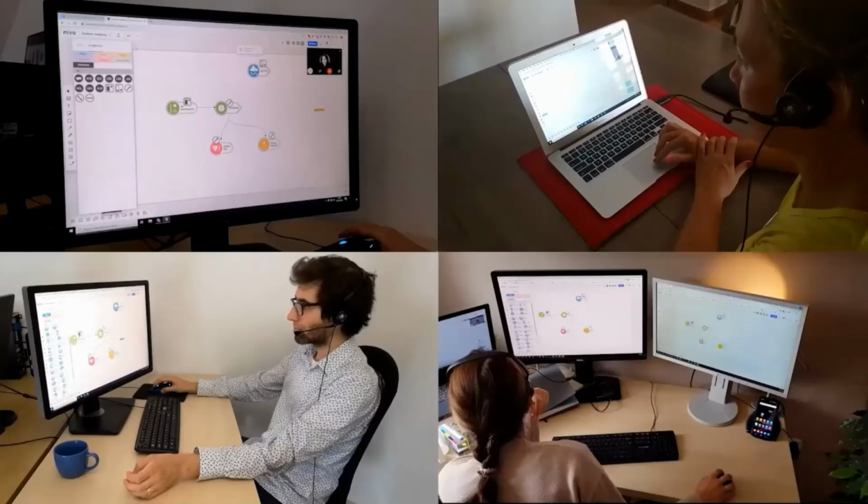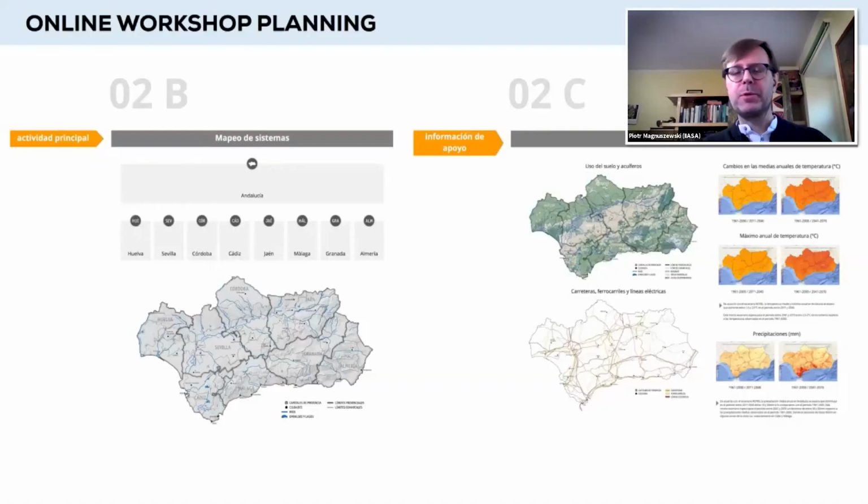And they can all work from home, probably. They can also gather in one place, and one person can share what they do, take input and put it into the computer, but they are all working at the same time on the same representation of the system. So we can prepare this information in advance. This is the application that we did in the Andalusia region in Spain. There is an area that is used for participants, but you can also provide all kinds of additional information, like the model outputs or existing information maps for them.